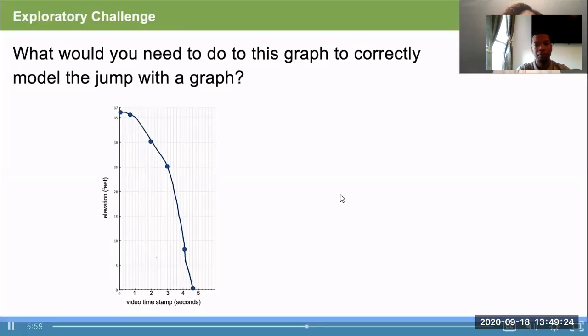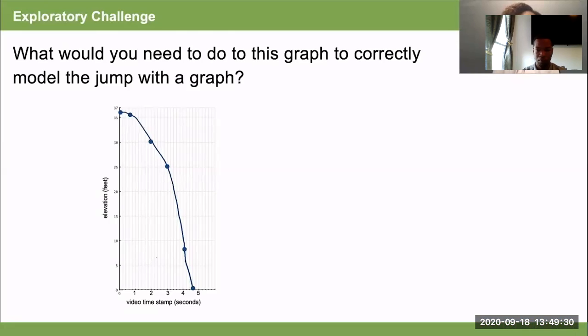We can note that in this graph, we know that the time that he started was at 0 seconds, and his elevation at 0 seconds was 36 feet.